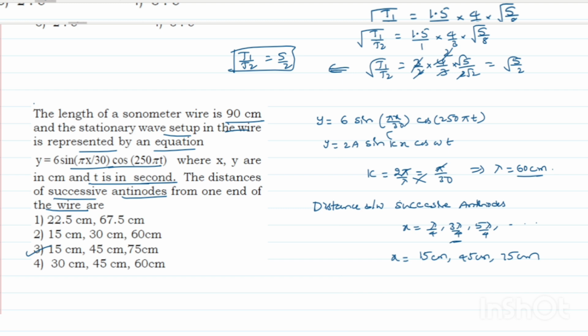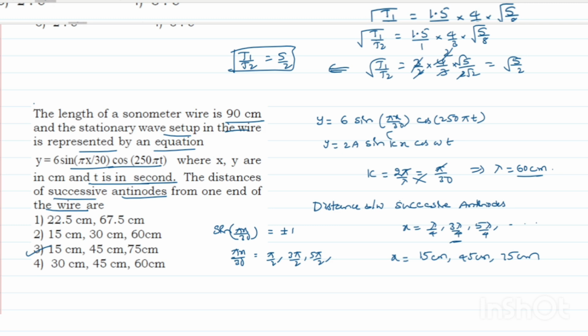Antinodes in the sense that here we get maximum amplitude, students. The sine function, sine pi x by 30, should equal plus or minus 1, so pi x by 30 equals 90 degrees, and sin 90 is 1. That is pi by 2. Next, 3 pi by 2, where sin 3 pi by 2 is minus 1, and then 5 pi by 2 and so on.